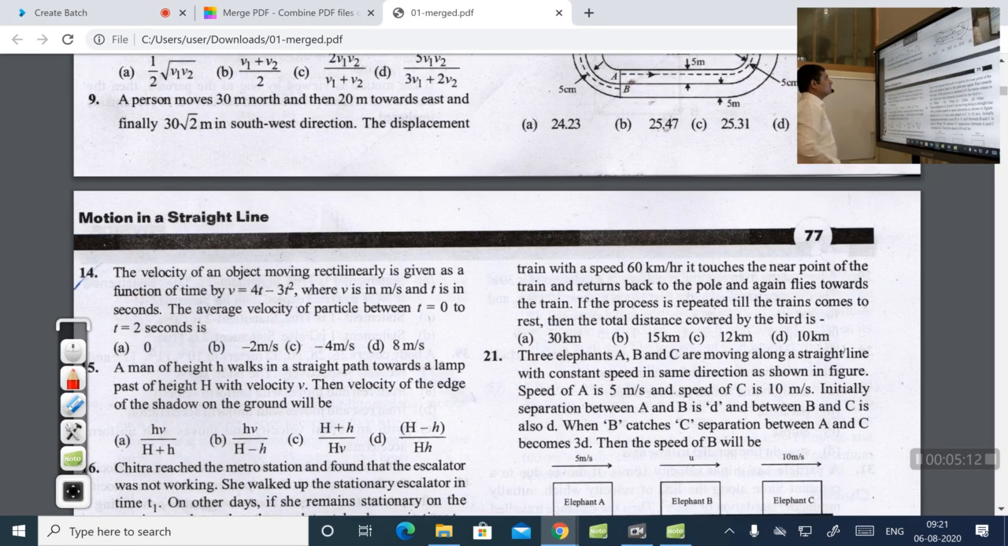14th one. The velocity of an object moving rectilinearly is given as a function of time by v equal to 4t minus 3t square, where v is in meters per second and t is in seconds. The average velocity of the particle between t equal to 0 to t equal to 2 seconds. Okay, students. So now let us do it.